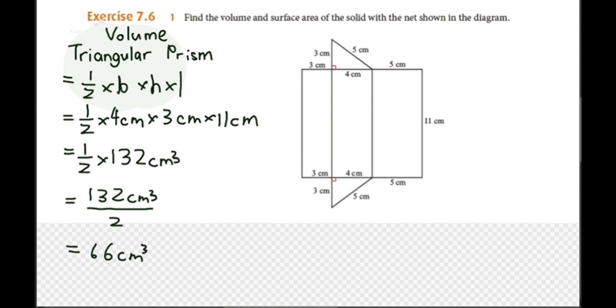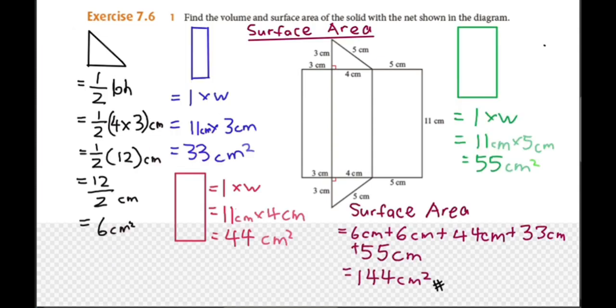Now moving on to its surface area. For the surface area, let's look at the triangle first. There are two triangles here, as you can see, and the measurements are the same. To find the area of a triangle, we take 1/2 times the base times the height. The base here is 4 cm and the height here is 3 cm.